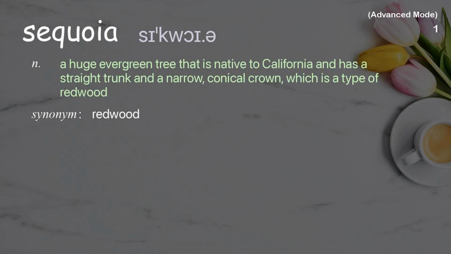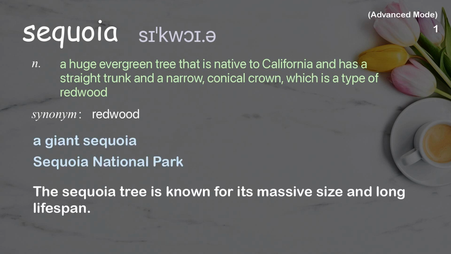Sequoia. A huge evergreen tree that is native to California and has a straight trunk and a narrow, conical crown, which is a type of redwood. Examples: A giant sequoia. Sequoia National Park. The sequoia tree is known for its massive size and long lifespan.